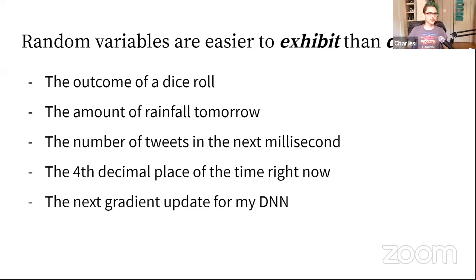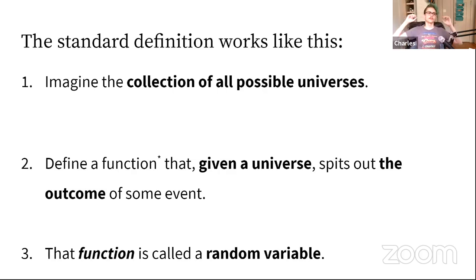The number of tweets in the next millisecond, depending on the moods of a bunch of various influencers, this number can go way up and way down and can be difficult to predict. The fourth decimal place of the time right now, that one gets used as a random variable in computer programs all the time. And a famous random variable people who do machine learning and deep learning encounter is their next gradient update. It'd be great if we knew our gradient updates without having to calculate them, but they behave somewhat randomly, and we have to calculate them to know what they are. So these are all examples, but they aren't a definition.